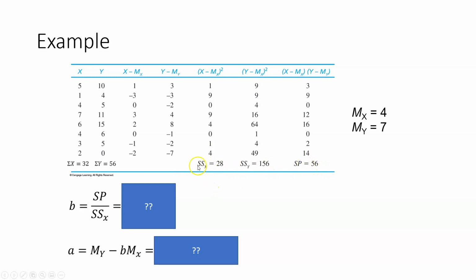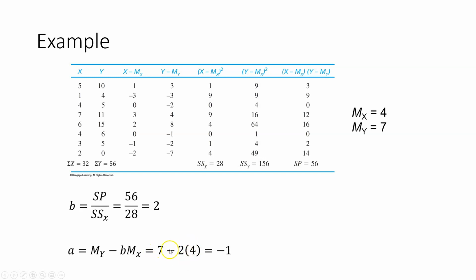Given this stuff that we already know how to compute, because we did this earlier in module 13, we now can compute B and A. The sum of products, 56, goes here, and the sum of squares for x is 28, that goes here. If you carry that through, it equals 2. The mean of y is found here, 7. The mean of x is found here at 4. And if you take 7 minus b, 2, times 4, then you have 7 minus 8, or negative 1.